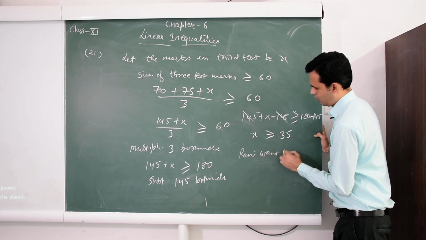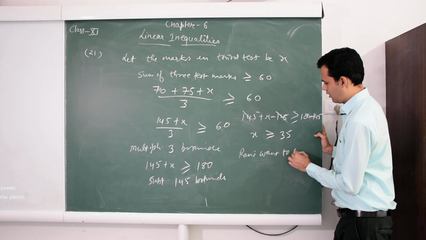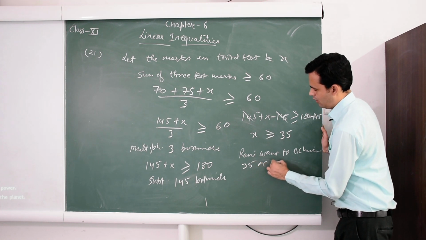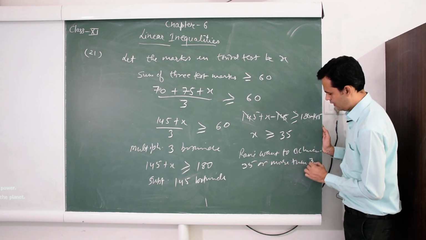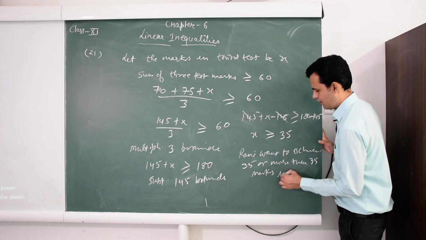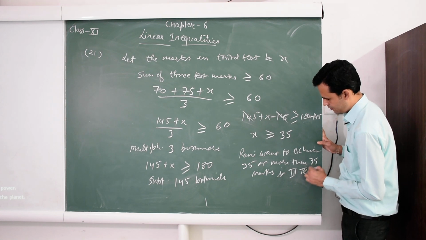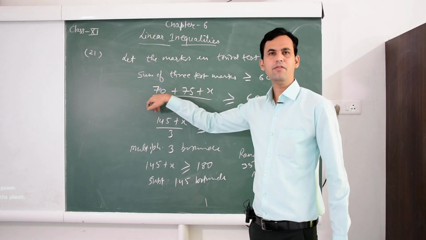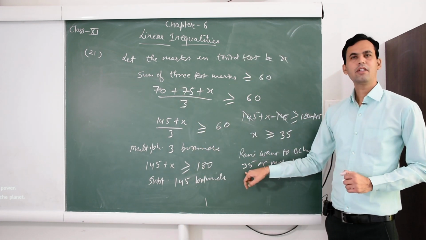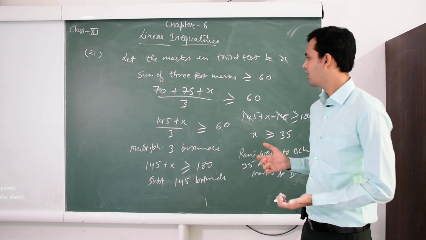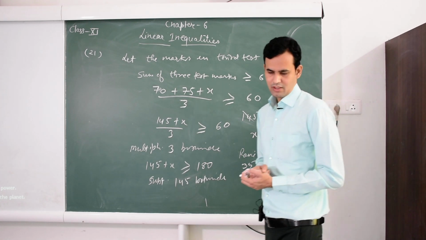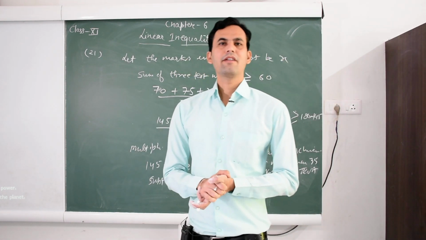So Ravi wants to achieve 35 or more than 35 marks in the third test. Okay. Ravi got 70 in the first, 75 in the second, and if he gets 35 marks or more than 35 marks in the third test, then his average marks will be 60 or more than 60. Okay, so this type of questions are in exercise 6.1.